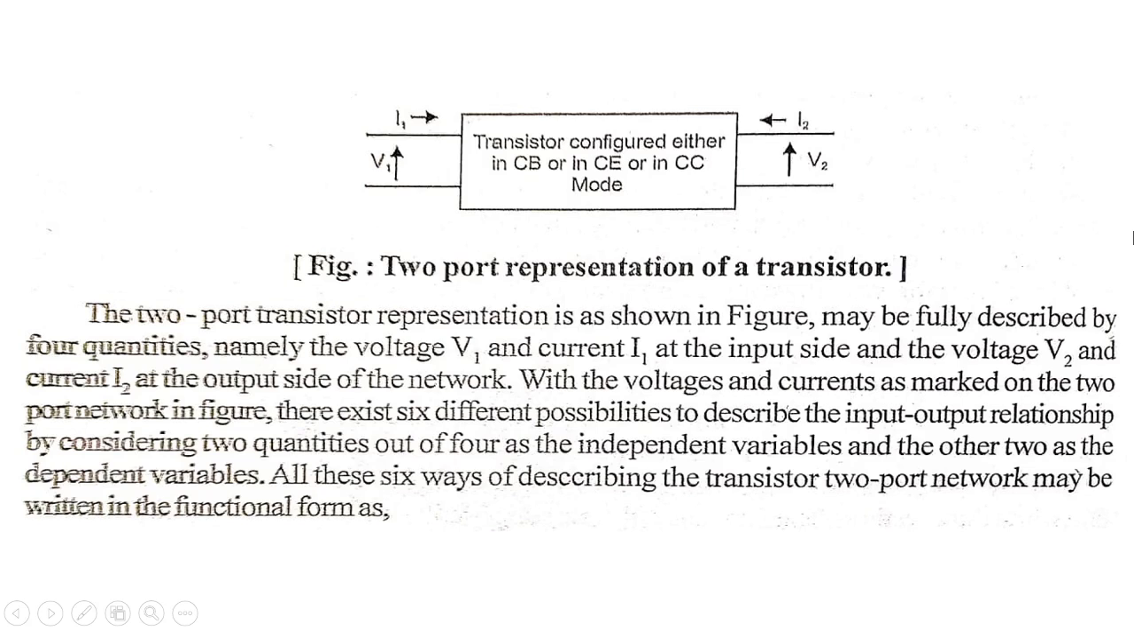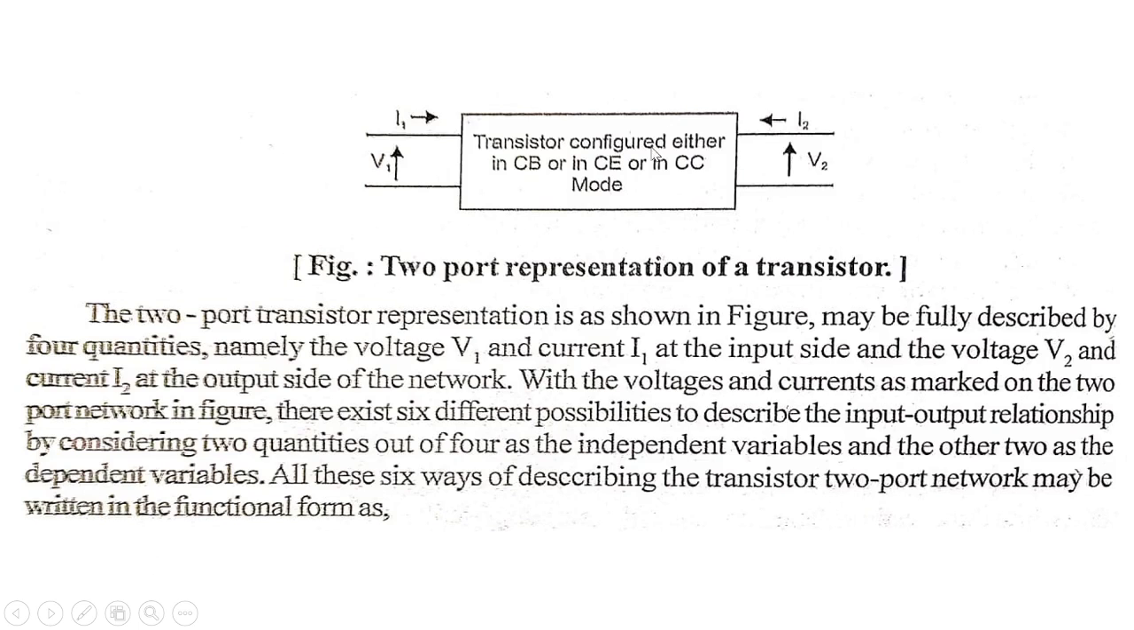With the voltage and current as marked on the two-port network in the figure, there exist 6 different possibilities to describe the input-output relationship by considering two quantities out of 4 as the independent variables and the other two as the dependent variables. All these 6 ways of describing the transistor two-port network may be written in functional form.